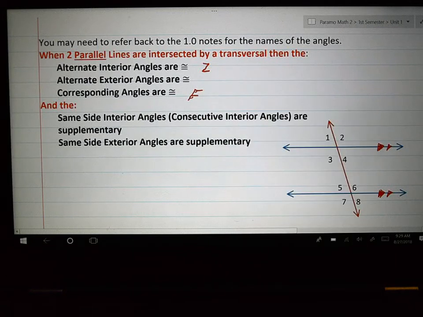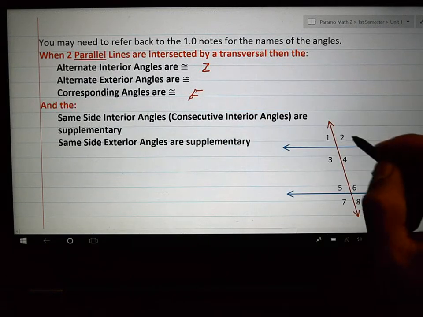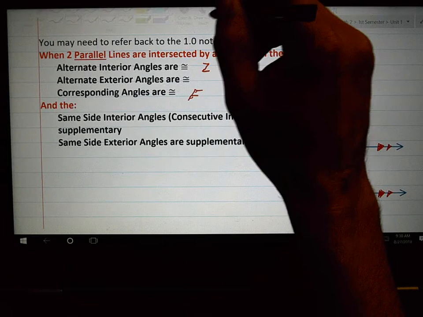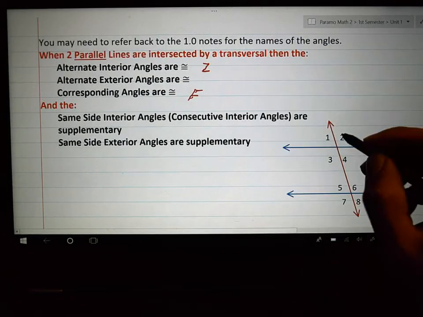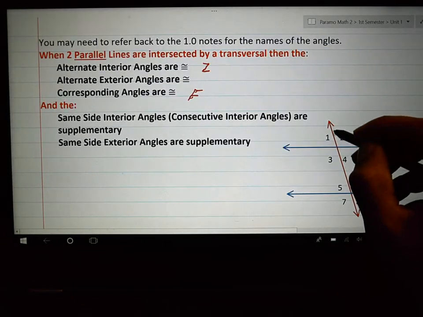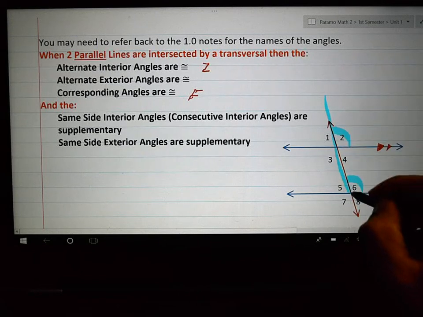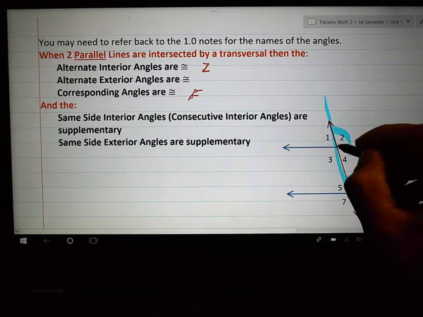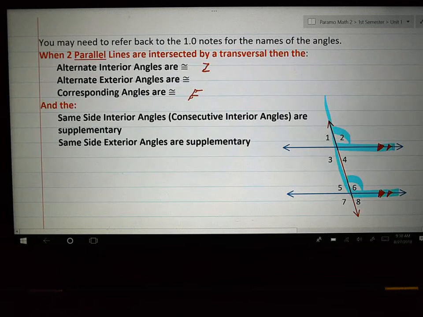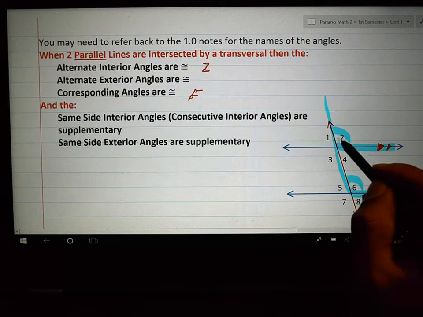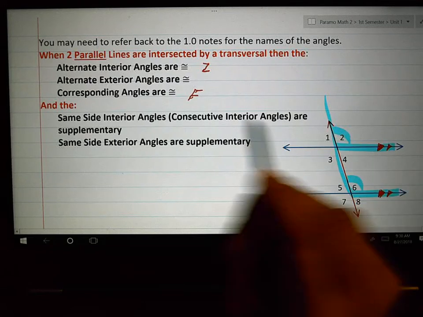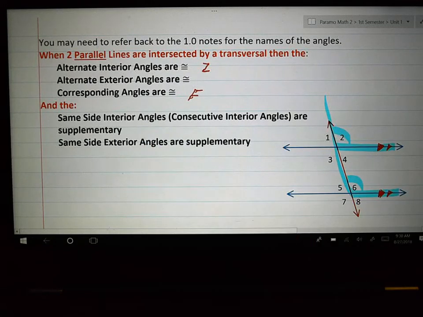If you ever see corresponding angles like 2 and 6, sometimes the F is upside down, like you think about it. Sometimes it's backwards. But the ones inside the F are the corresponding angles.